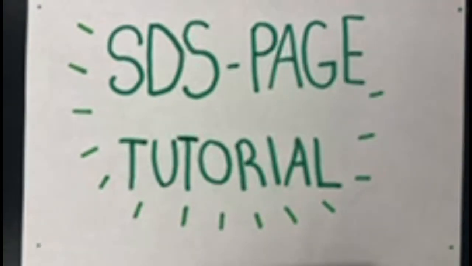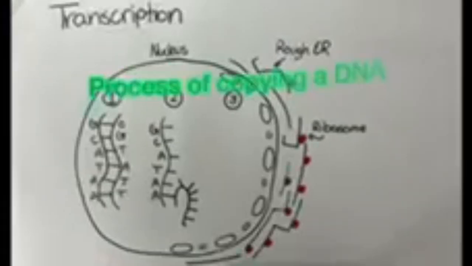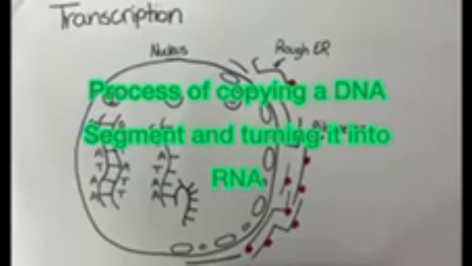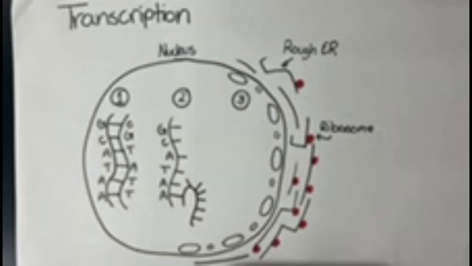First, we need to learn a little bit more about transcription and translation before we jump into SDS. First comes transcription. Transcription is a process of copying a DNA segment and turning it into RNA. Then, proteins are encoded in the DNA. An enzyme called helicase comes in and unzips the DNA.